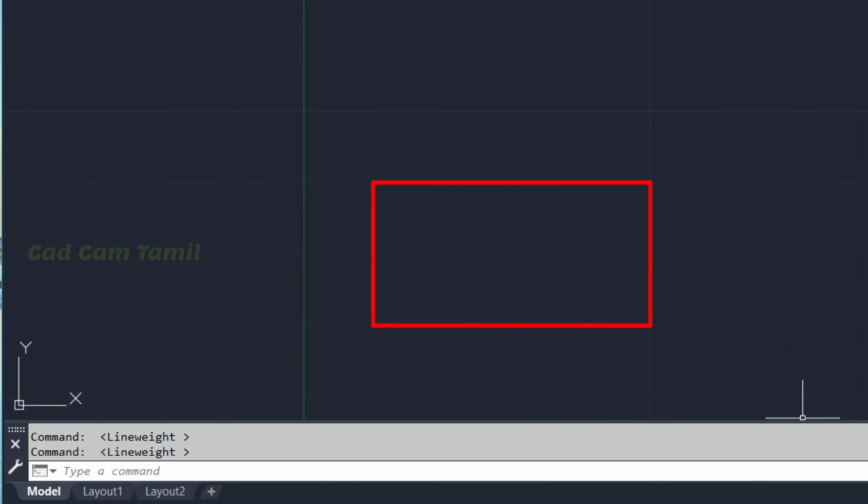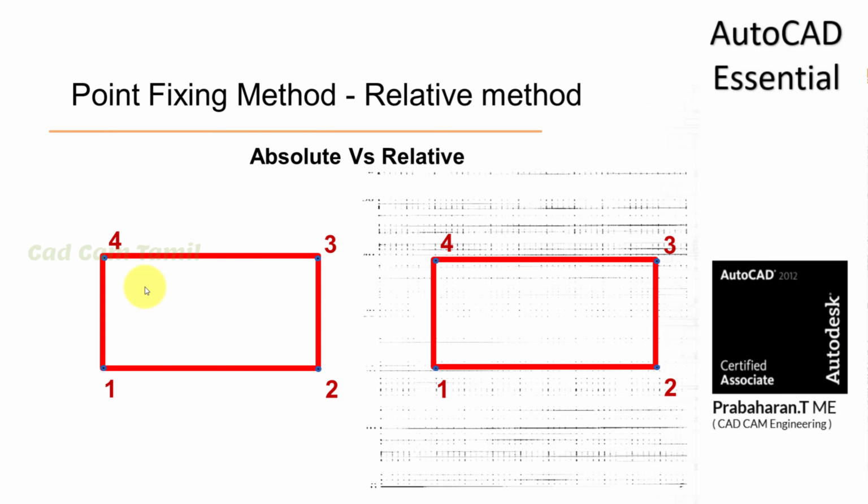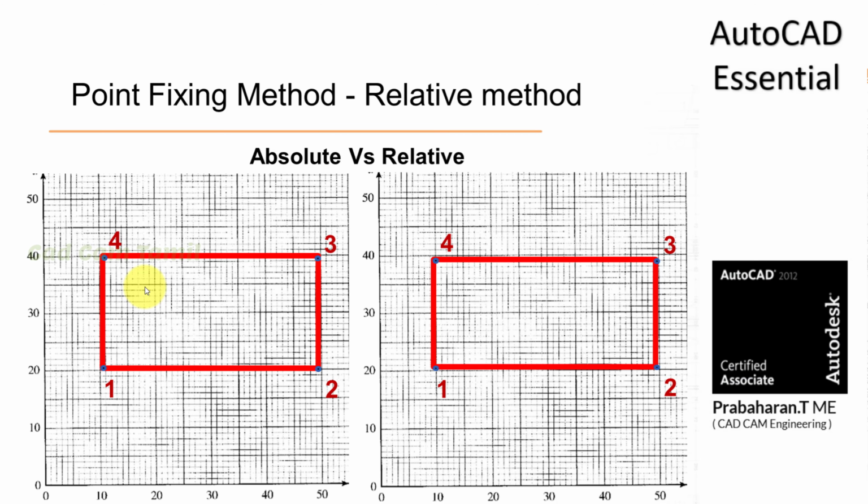So any method you use, you will get the same object. No need to worry. Okay, right. Let us make the comparison between absolute method versus relative method. Both the methods we are drawing the same rectangle, so both the rectangles should be identical. Okay, right. So what is the difference then?